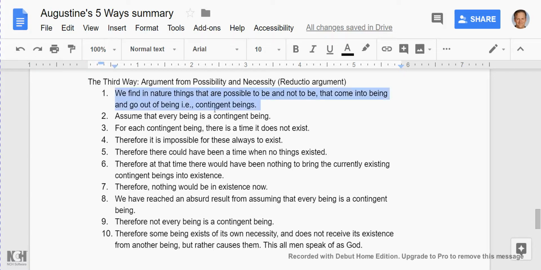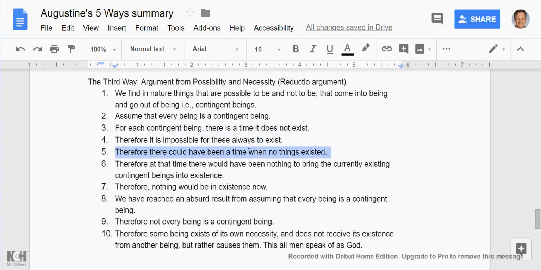We find in nature things that are possible to be and not to be, that come into being and go out of being. You live, you die, and you only live for a certain amount of time. This means that everything that exists is contingent, which means it comes in and out of being based on cause and effect, but also unpredictable ways, okay? For each contingent being, there is a time that it does not exist. That's before and after it comes in and out of being, right? Therefore, it is impossible for these to always exist over time. Okay, so we can't exist all the time because there is a time that it does not exist.